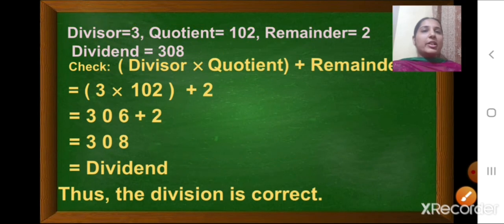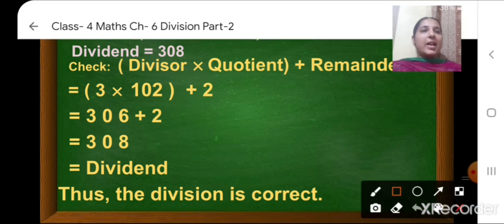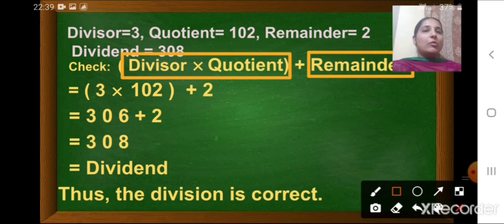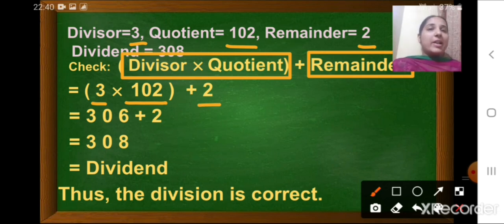Again, children, the formula is divisor multiplied by quotient within brackets, plus remainder. So what was the divisor? The divisor was 3 here, that we have written here. Quotient 102 multiplied by 3, plus the remainder that we will add here. So 3 multiplied by 102.